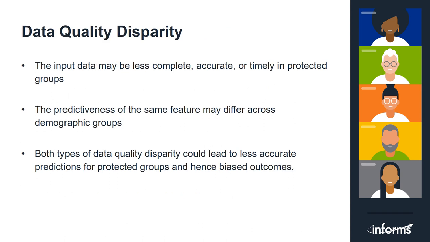Another potential source of algorithmic bias is data quality disparity. The input data may be less complete, accurate, or timely in protected groups. This means there could be more noise in input features for people in protected groups, which makes prediction more difficult for these people. The predictiveness of the same feature may be different across demographic groups too. For example, education is usually an important factor used to distinguish competent job applicants from incompetent ones. The experience of attending a reputable university may help us draw distinctions among people in certain demographic groups, but it may be less useful in the protected groups if most of the people in these groups have no access to reputable universities regardless of their competency level. Both types of data quality disparity can lead to less accurate predictions for protected group individuals and result in biased decisions.